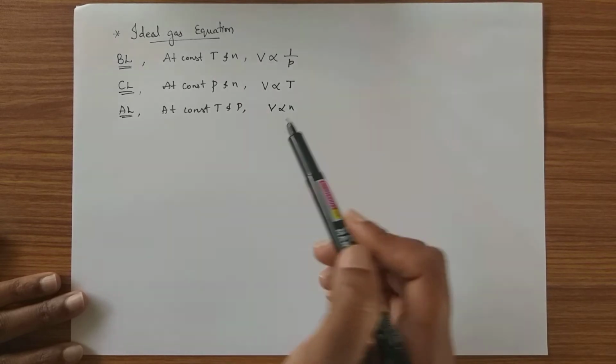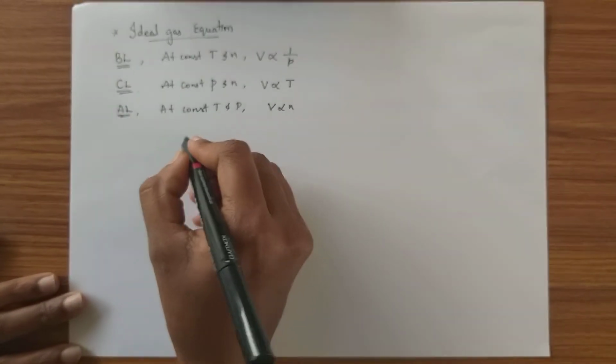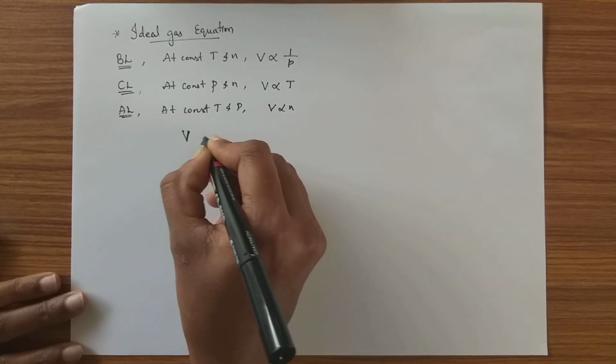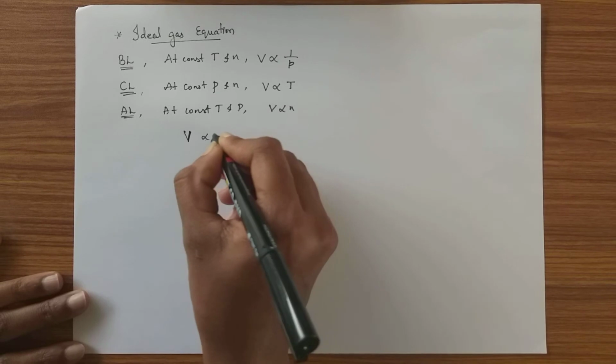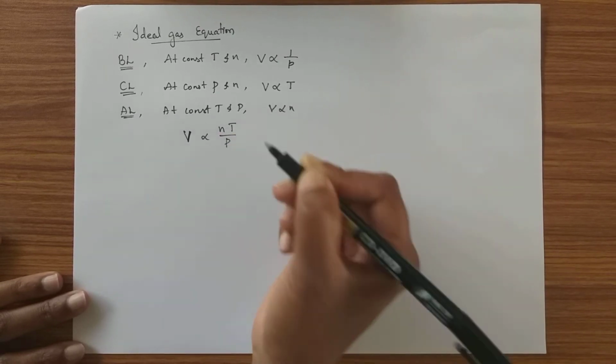Clear? So if you combine all these laws, V is common on the left side, so directly we can write that V is proportional to nT and inversely proportional to P.